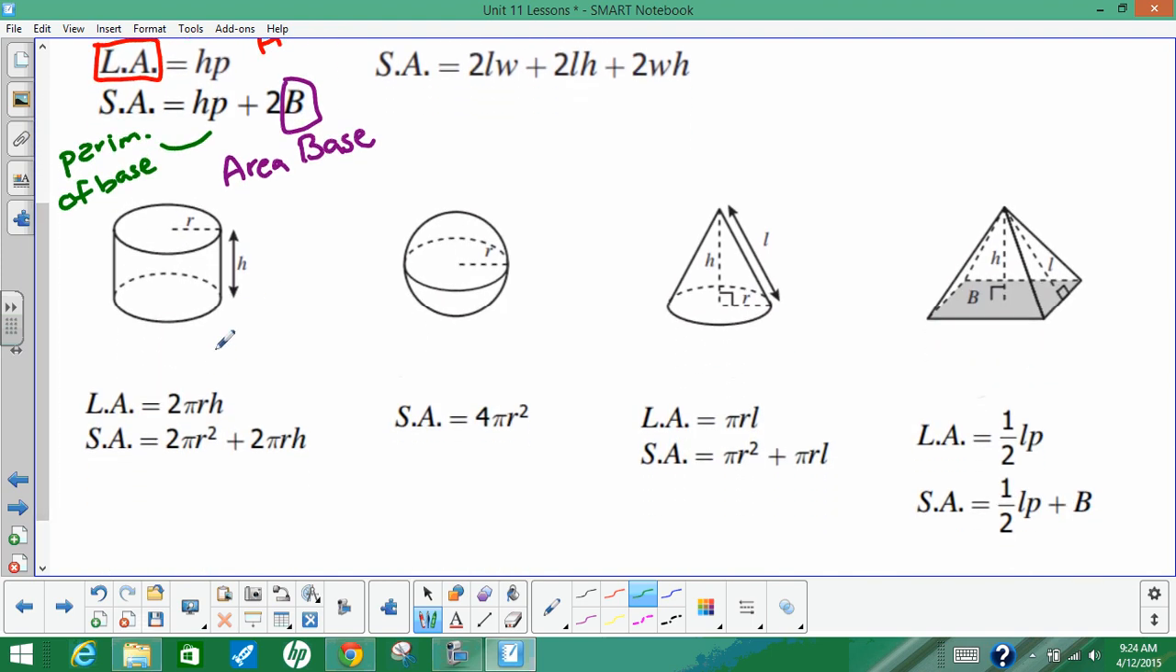Down here with my cylinder and my sphere, all I really need to know are the radii, and then for the cylinder I need to know the height. And I can just plug in to this formula to find lateral area, which is the area without the 2 circles, or the surface area, which is the area if I add in the 2 circles, which again are the bases.